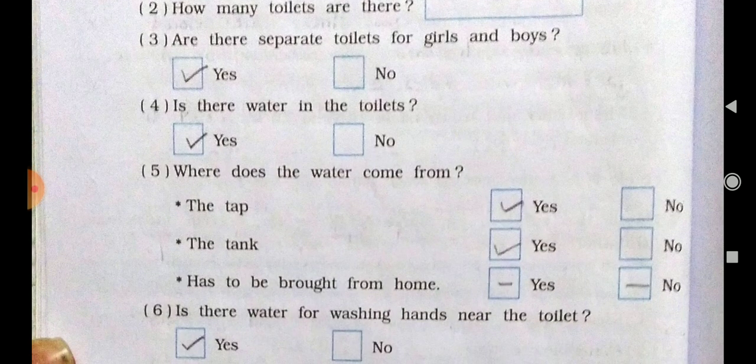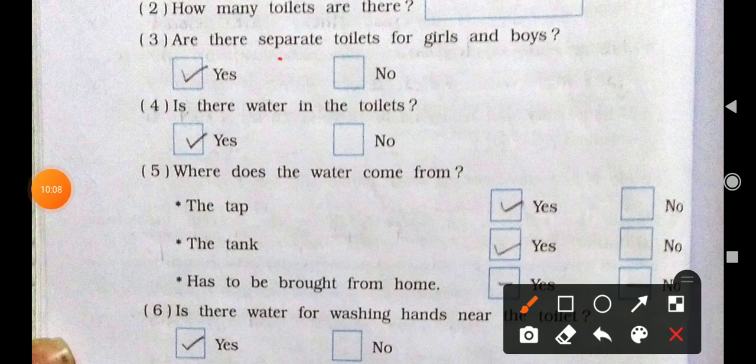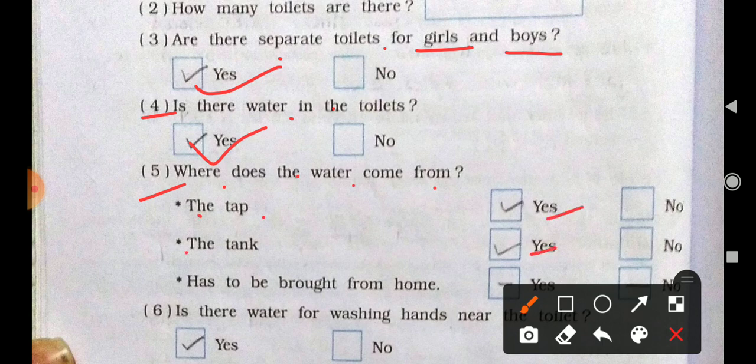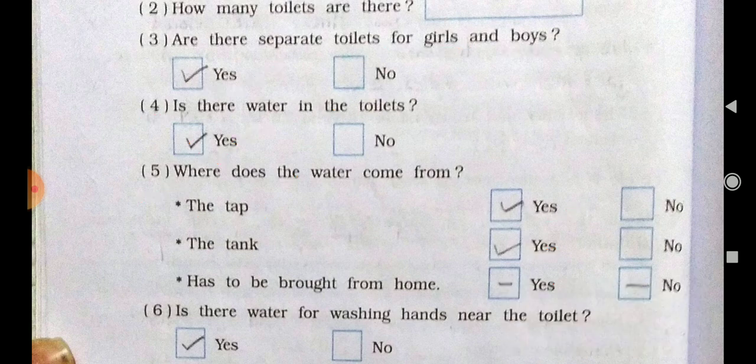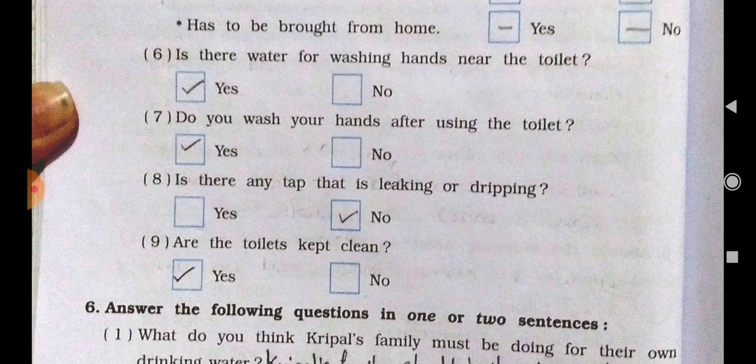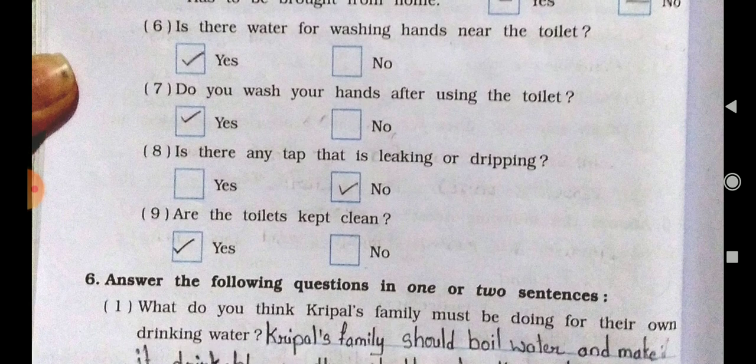Third, are there separate toilets for girls and boys? Yes, we have separate toilets for girls and boys. Is there water in the toilet? Yes, we get water in our school toilet. Where does the water come from? The tap? Yes. The tank? Yes. Do we have to bring it from home? No. We only bring water from home for drinking water.